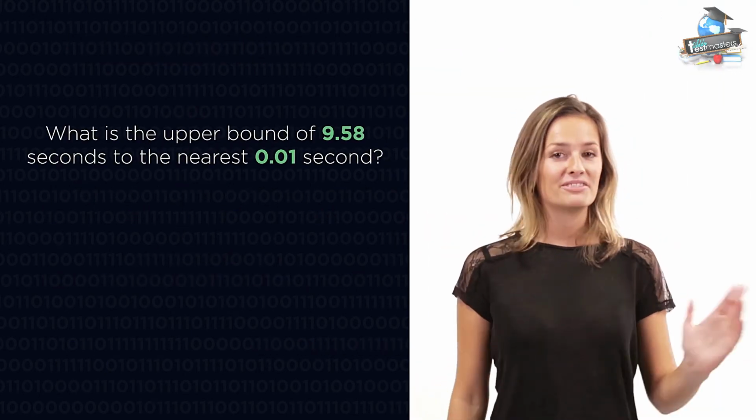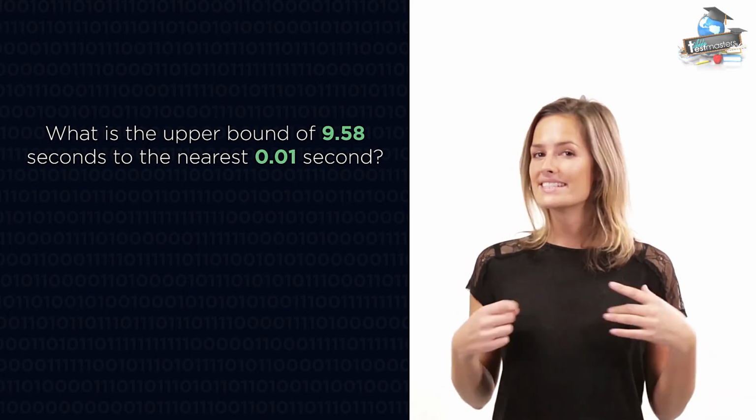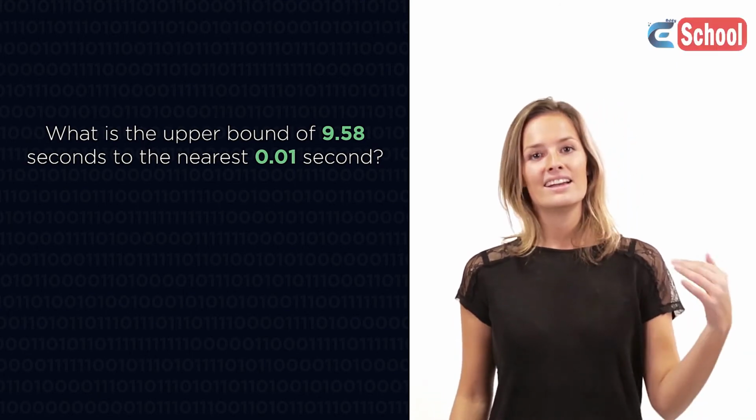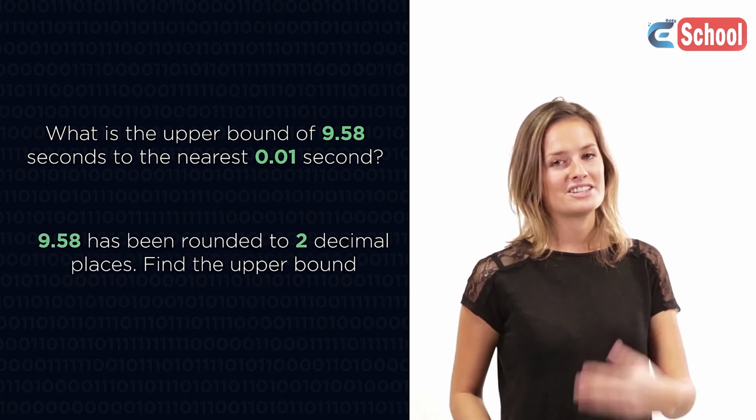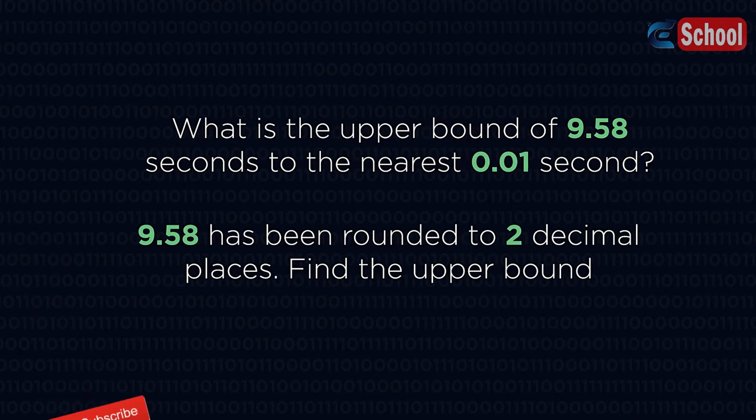What is the upper bound of 9.58 seconds to the nearest 0.01 seconds? It's exactly the same as asking 9.58 has been rounded to 2 decimal places. What is the upper bound? A lot of us find measures like time, weight, length easier to work with than decimal places and significant figures. But just do the same thing.